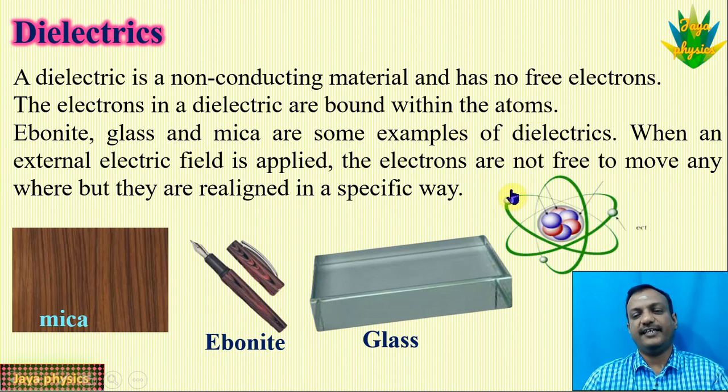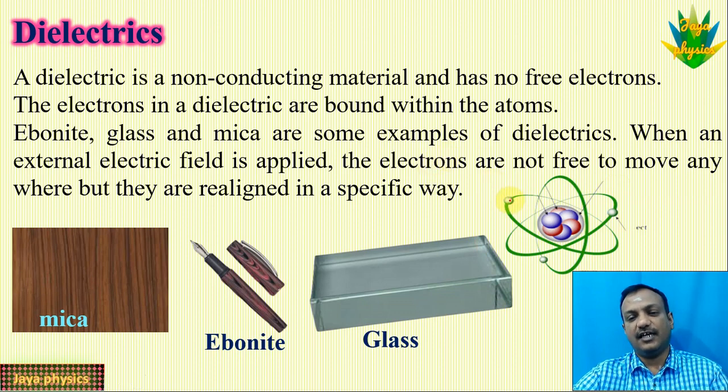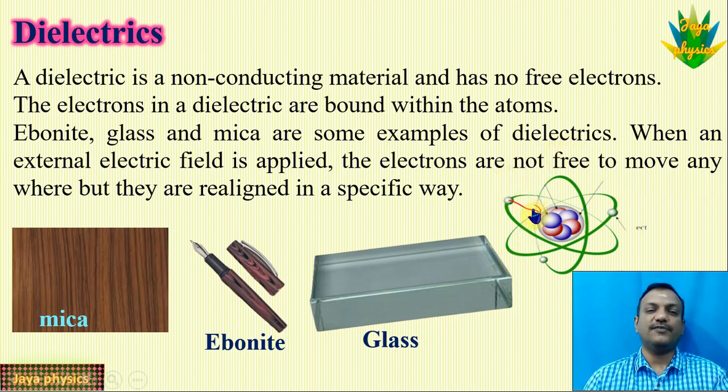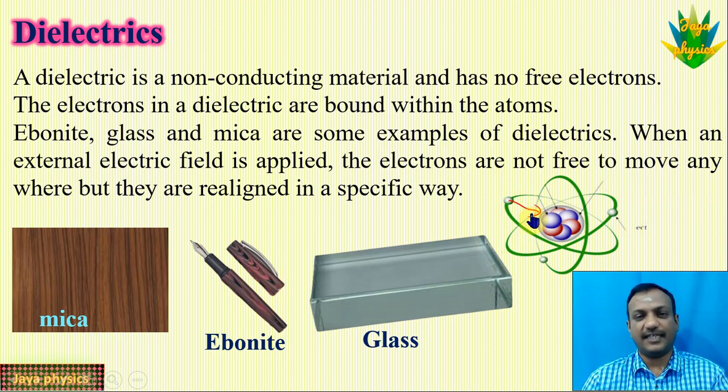That is, if you take the atom of a dielectric, the electrons are bound to the nucleus. They cannot come outside the nucleus, they cannot come outside the atom. They are bound to the nucleus. So, there is no possibility for current conduction by charges.